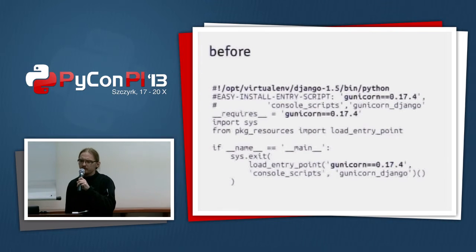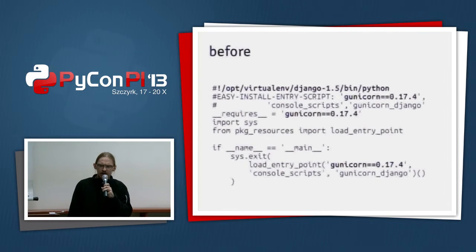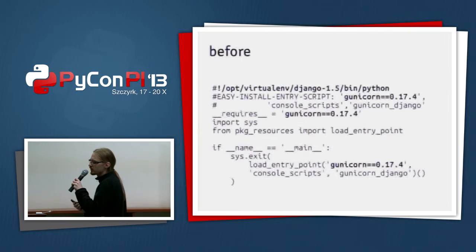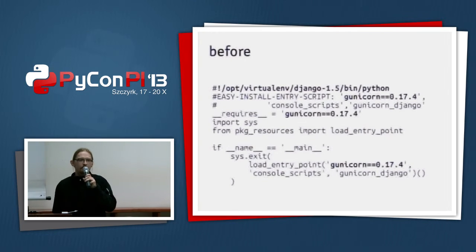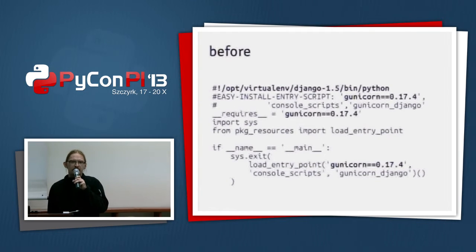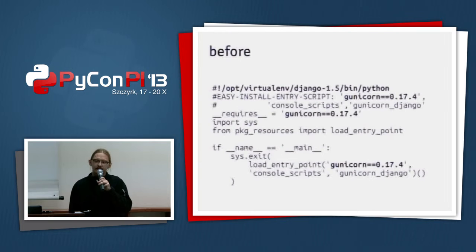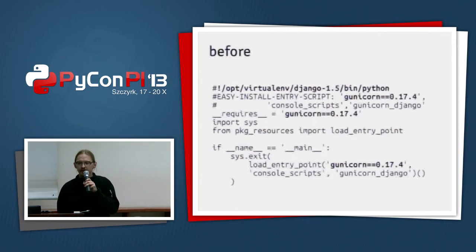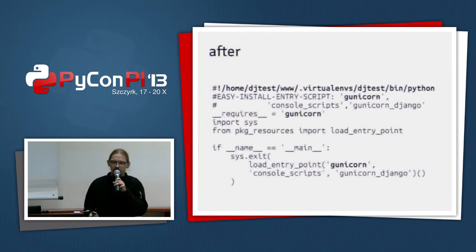This is how an entry script looks, vanilla as it is generated during installation. It has two things. First of all, it's got the path to the virtual env hard-coded, and then it has the version hard-coded. So we can't actually use this script, we can't link it or copy it to the user's virtual env, but we have to patch it just so it looks like this.